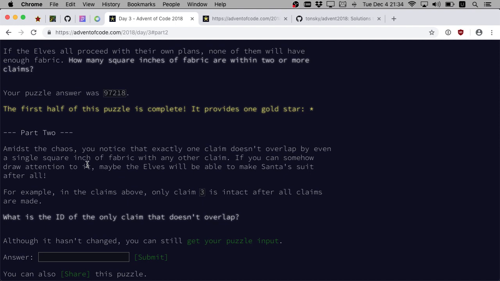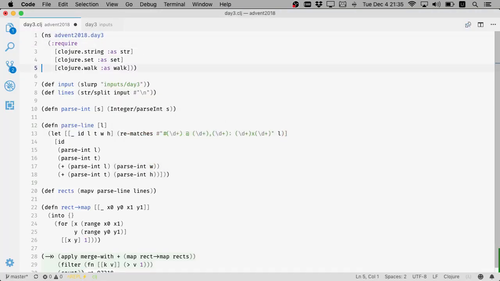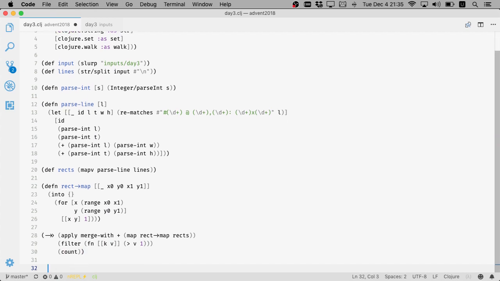Exactly one claim doesn't overlap by even a single square inch of fabric with any other claim. Okay, this task is different, I guess, because I didn't write any overlapping code. But let me check how many actual rectangles we have. We have thousands of rectangles. So basically we need to find rectangles that don't overlap with any other, right?